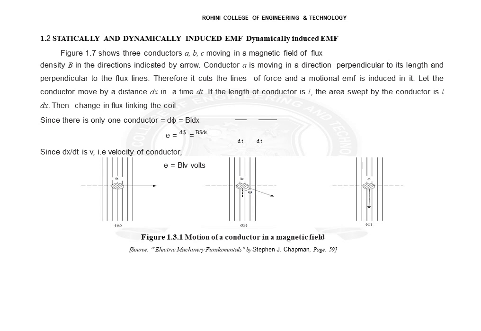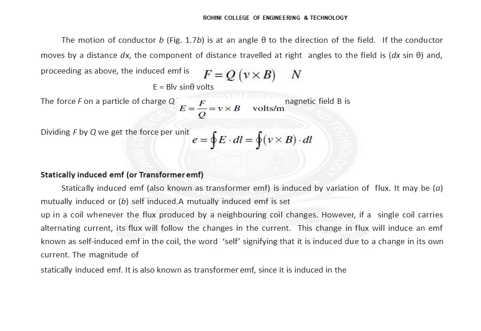Let the conductor move by a distance dx in time dt. If the length of the conductor is L, the area swept by the conductor is L into dx, that is ds. Therefore, the flux cut is B into L into ds. E equal to dφ by dt is equal to B into ds by dt, where ds by dt equals v. Therefore, E equals BLv volts, where E is the EMF induced, B is the flux density in Tesla, v is the velocity of the conductor, L is the length of the conductor.